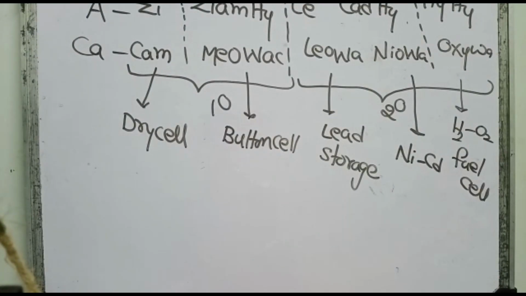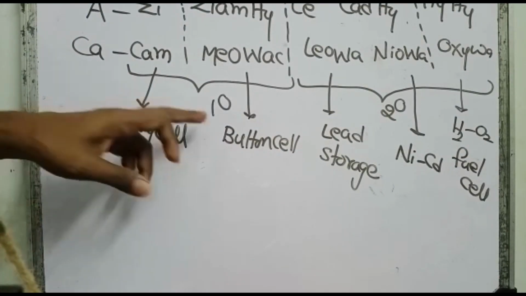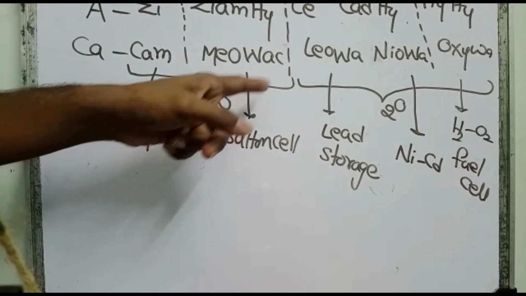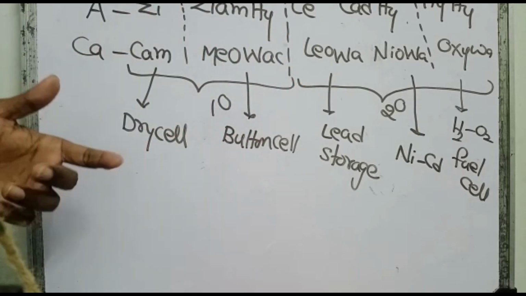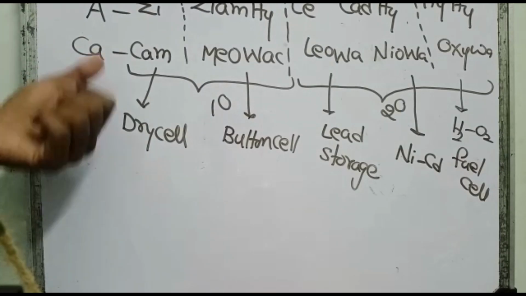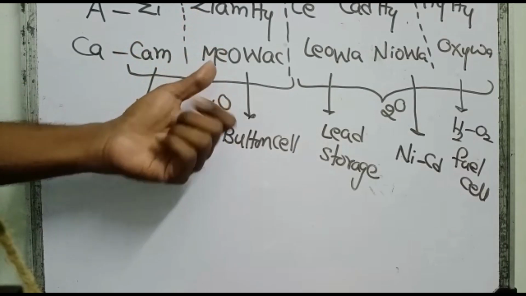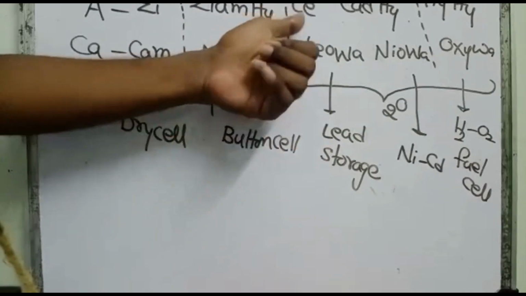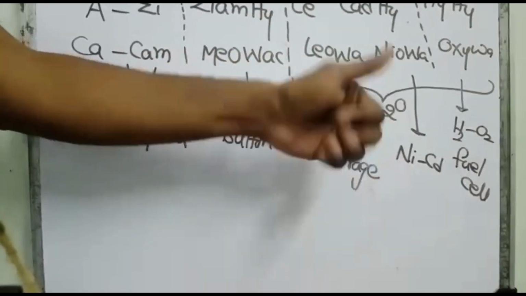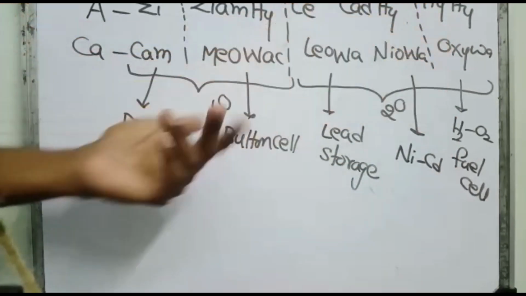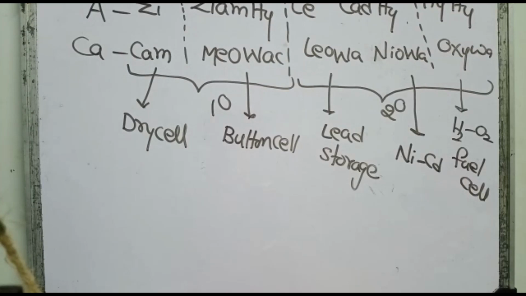These are the mainly important batteries. In the entrance examination they will ask which of the following is a primary battery or a secondary battery. Otherwise, they will ask in the dry cell which is anode and which is cathode, in the button cell, in lead storage, in nickel cadmium, and in the fuel cell which is anode and cathode.